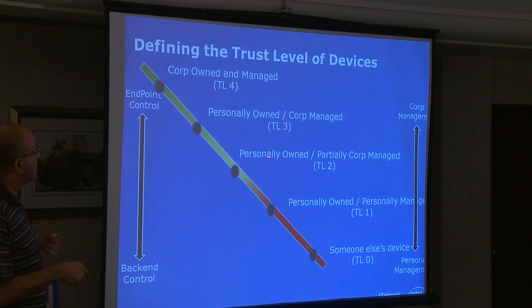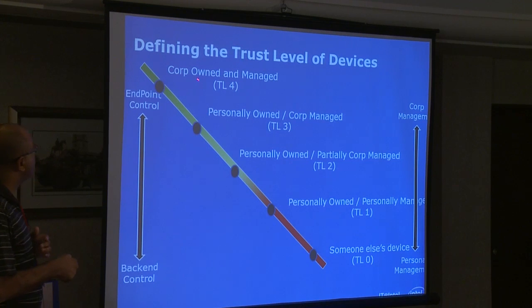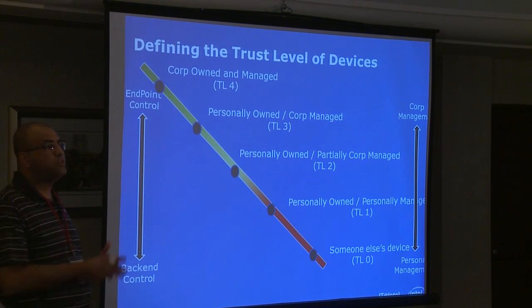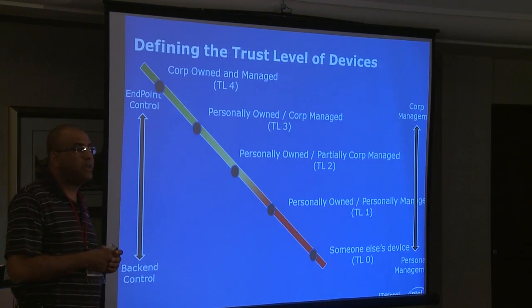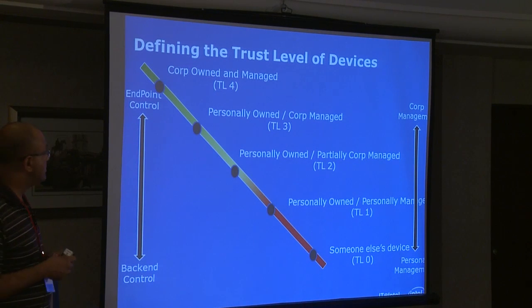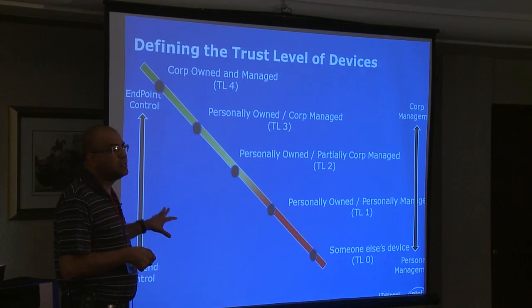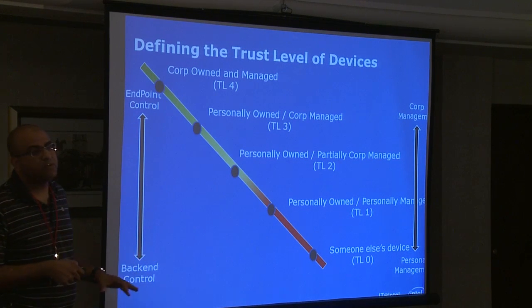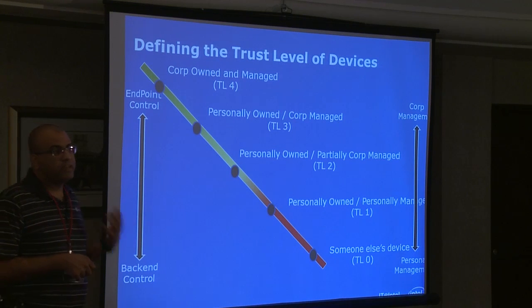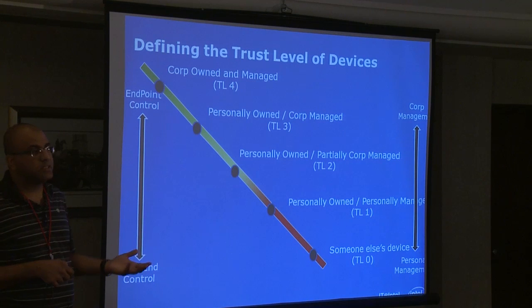The other example is where you have a personally owned device and it's partially managed by the corporate, so we give it a higher trust level. And then going up the stack, when it's fully owned, fully managed, having all the agentry on the endpoint, we're managing that, we give it the highest trust level. So this is what we are doing internally, developing a trust level model and dynamically calculating that trust level every time a device is requesting a service.